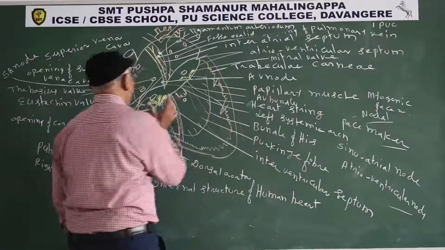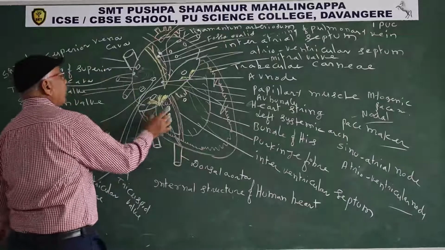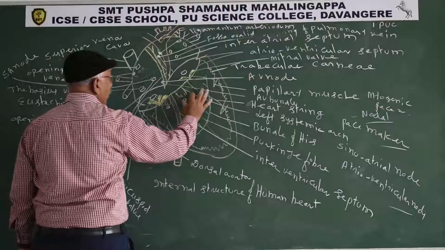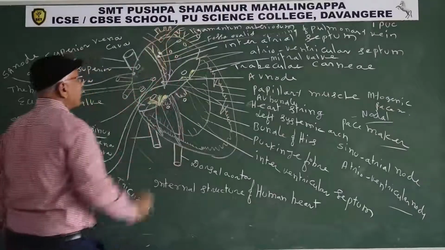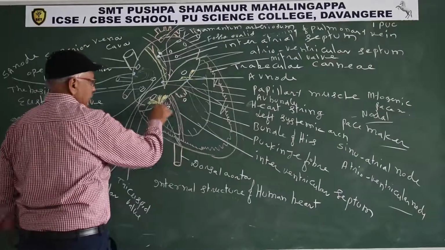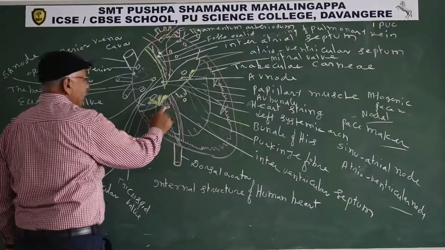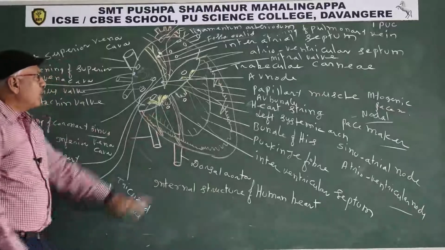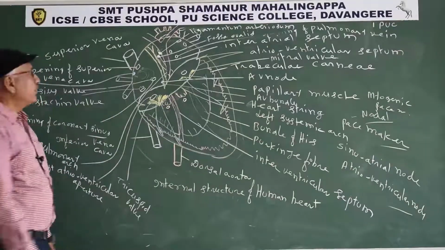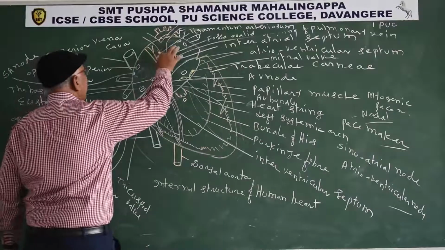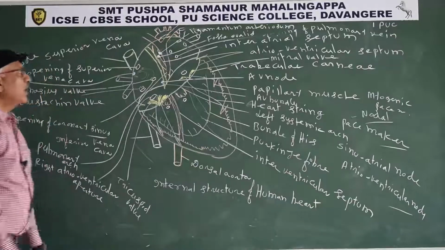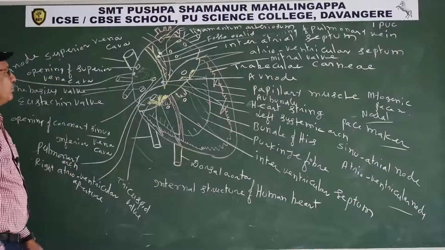Next point is arches. From the right ventricle, the pulmonary arch arises. From the left ventricle, the left systemic arch arises. At the base of the pulmonary arch, a semilunar valve is present. At the base of the systemic arch, a semilunar valve is present. The pulmonary arch and left systemic arch are connected by a fibrous strand known as ligamentum arteriosum.